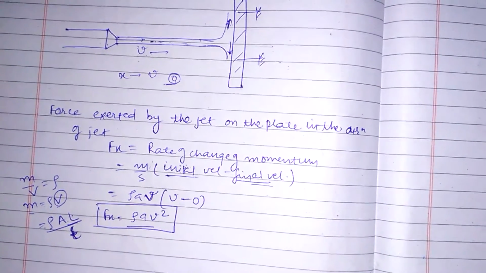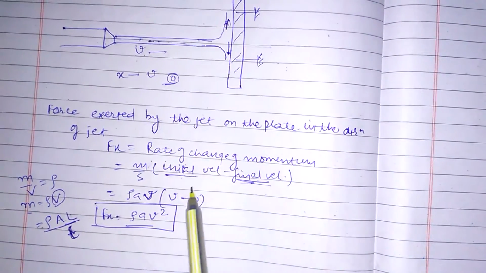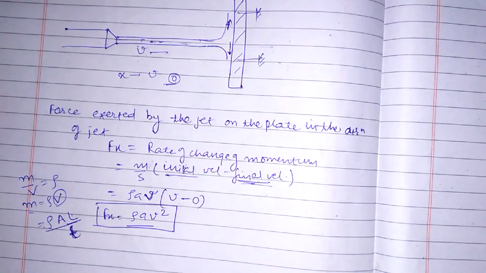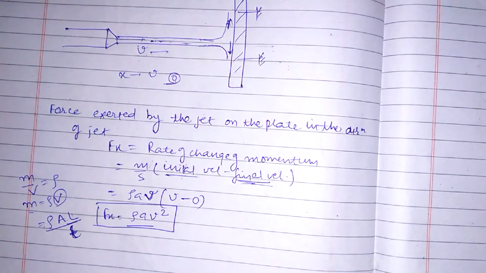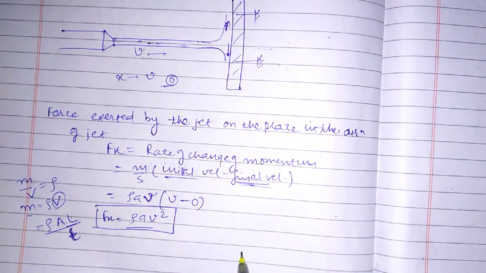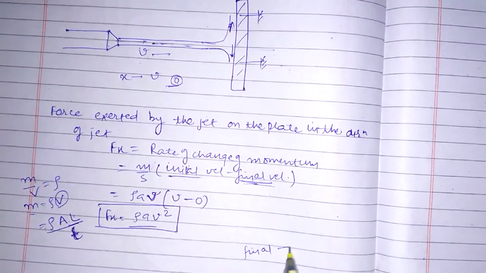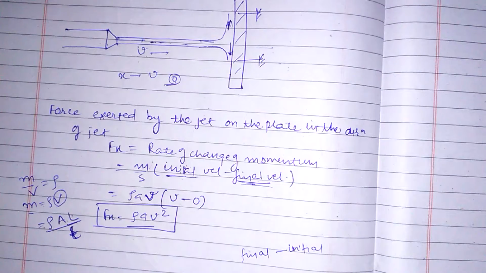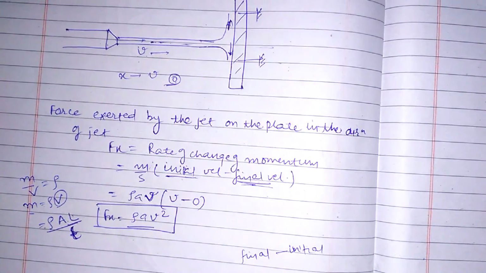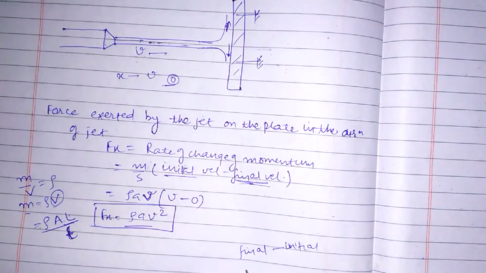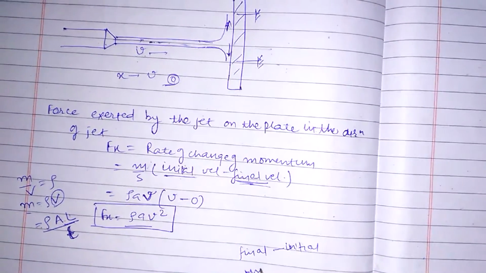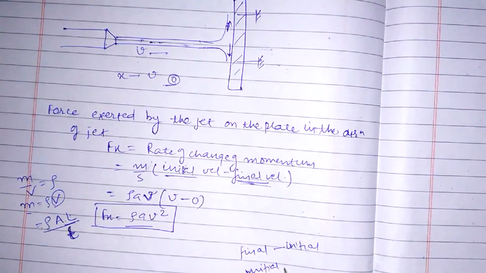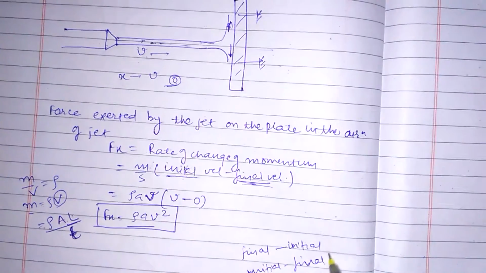Now I'll explain why I have taken initial velocity first and then final velocity. When the force exerted by the jet is to be calculated, we take final velocity minus initial velocity. When the force exerted by the jet on the plate is to be calculated, we take initial minus final velocity, as we have taken here.